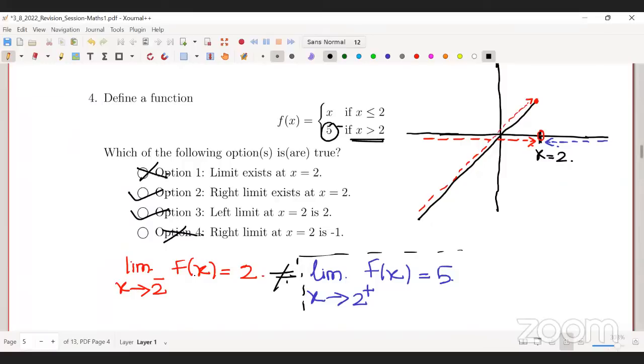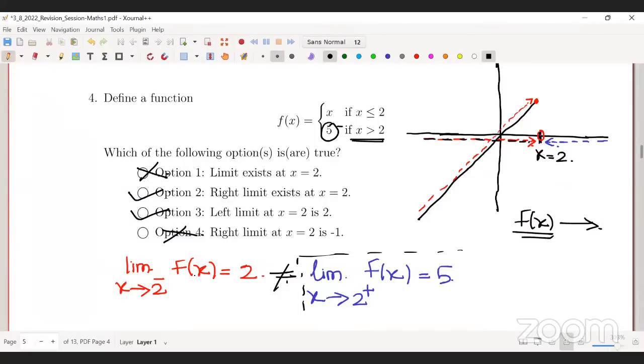So the thing is I'm computing the left hand limit of this function at x equal to 2, right? So what we need to do for that? What we have to do to find the left hand limit? Approach 2 from the left hand side. So when you are coming to 2 from the left hand side, you have to see where the value of this function is approaching.